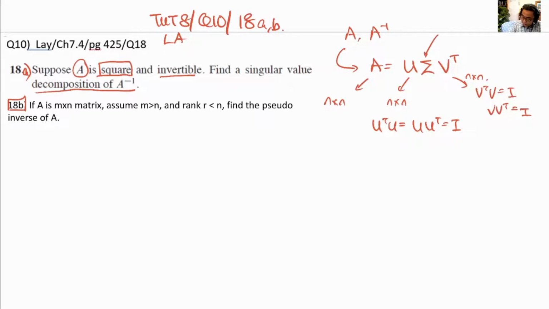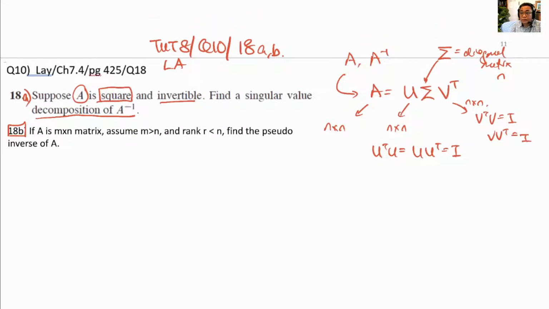The singular value decomposition means that sigma is a diagonal matrix of n entries in the diagonal that are non-zero, because A is invertible. Now we make use of the fact that U and V are orthogonal matrices. Therefore, A inverse is actually nothing but V sigma inverse U transpose. The inverse of a diagonal matrix is very easy. It means all the diagonal entries are reciprocated.